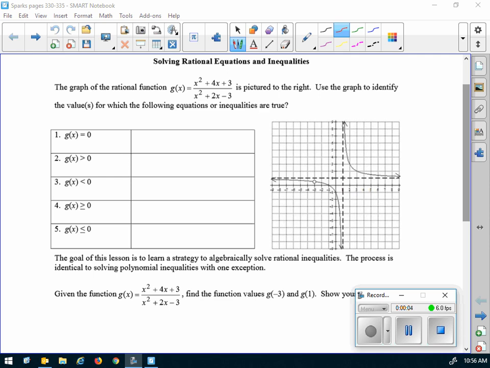We're going to spend today and Wednesday on rational expressions, rational functions, and then we'll move on and we're going to go to vectors after that.